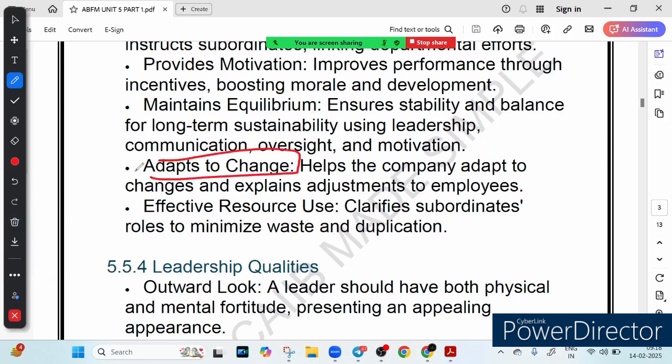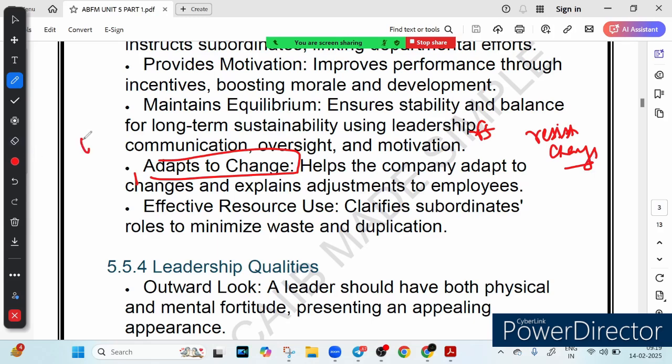The fifth point is adapt to change, meaning change management. You know that change is scary, whether it is new technology, new policies, or market shifts. Employees often resist change. Employees always resist change, you know it very well, right? So a good leader explains the why behind the change.